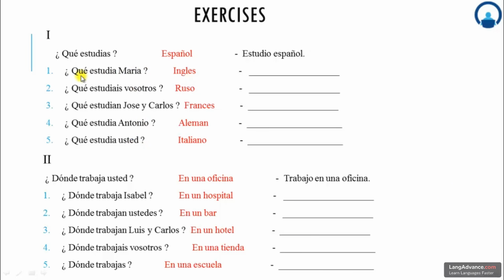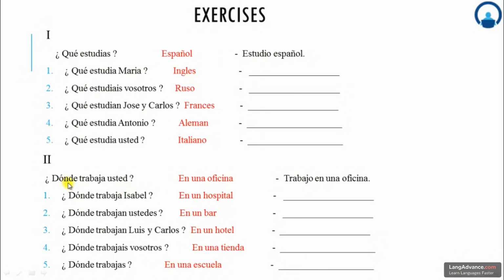So the next will be like ¿qué estudia María? The question is what Maria studies. Here the answer is English. You have to write accordingly over here, and the rest of them also. The next exercise also deals with the same kind of pattern with a different kind of question.